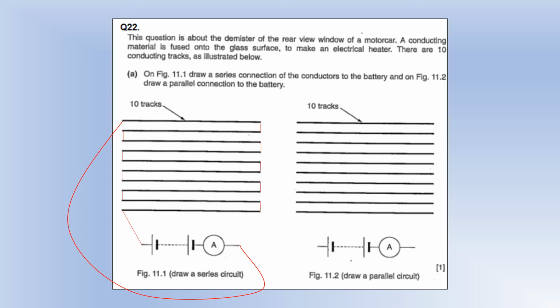It's going to look like this. We're going to connect them end to end, and then all the way back round. And then parallel, much easier. We're just going to connect all the ends together to the terminals of the battery, a little bit like this.